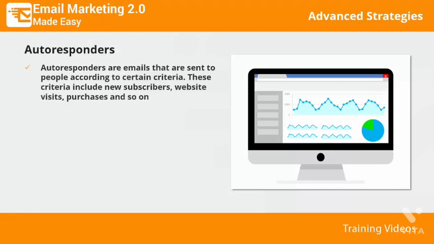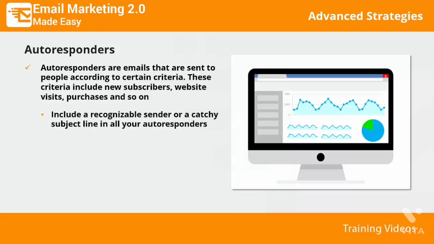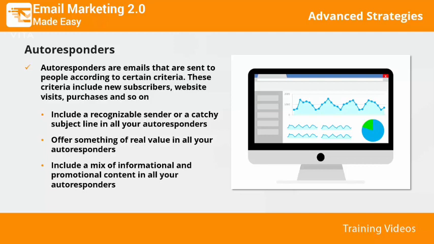Autoresponders. Autoresponders are emails that are sent to people according to certain criteria. These criteria include new subscribers, website visits, purchases, and so on. Autoresponders are a great way to automate your email marketing efforts, and here are a few killer tips to write results-oriented autoresponders. Include a recognizable sender or a catchy subject line in all your autoresponders. Offer something of real value in all your autoresponders. Include a mix of informational and promotional content in all your autoresponders and focus content on the receiver.